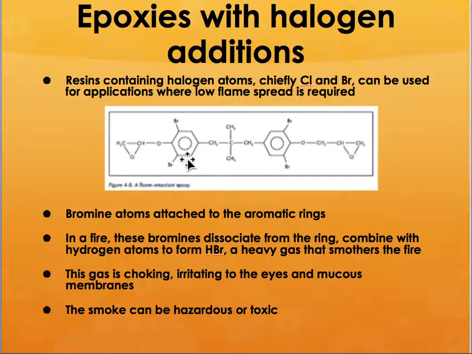But if you had additions such as chlorine and bromine, what happens is that they would dissociate from the ring and combine with hydrogen atoms to form hydrogen bromide or hydrogen chloride that will smother the fire, but unfortunately that gas is choking and it is irritating to the eyes and mucous membranes. So good in the property but bad for health, and it can be hazardous or toxic.